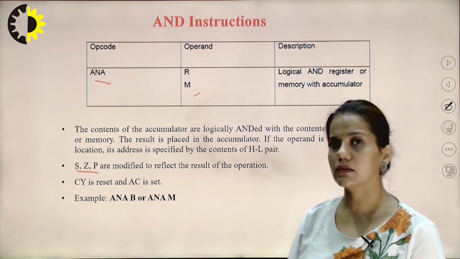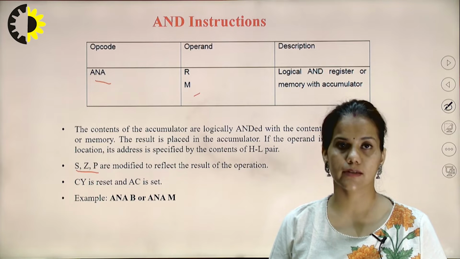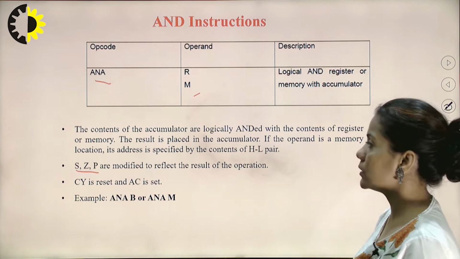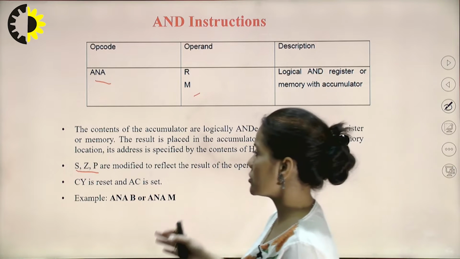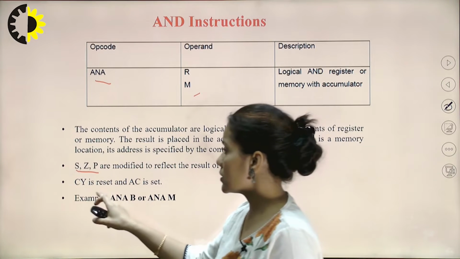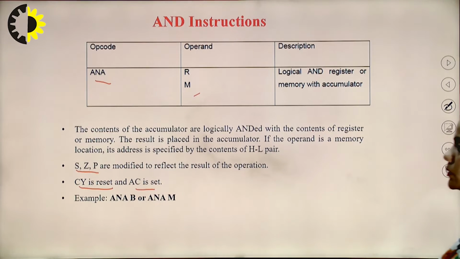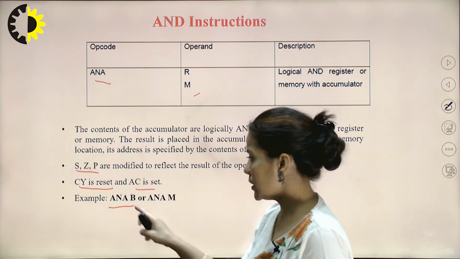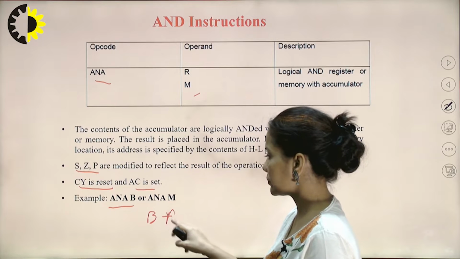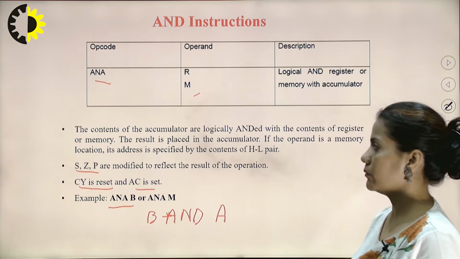In all the arithmetic instructions, all the flags present in the flag register are modified. Similar is the case with logical. In every instruction I will mention what are the flags which are affected by the particular instruction. In this case, carry is reset and auxiliary carry is set in the ANDing operation. So, this ANA B means that it will logical AND the contents of B with A, and the result will go into A.